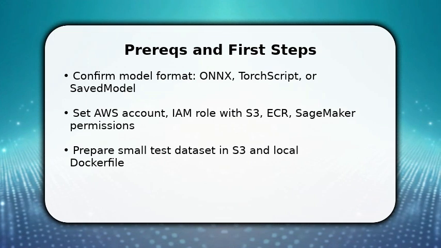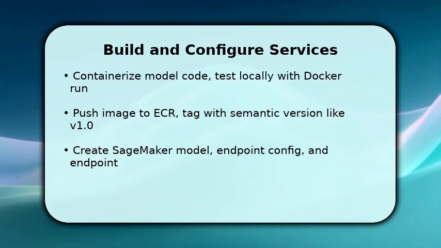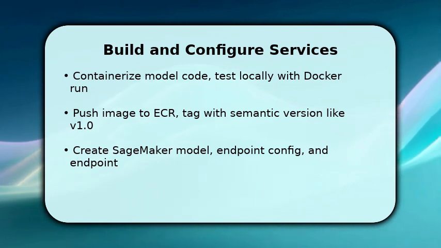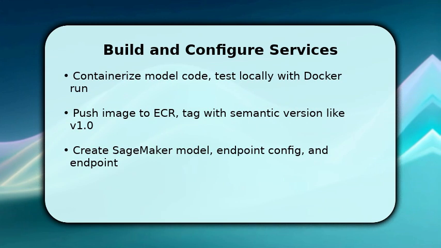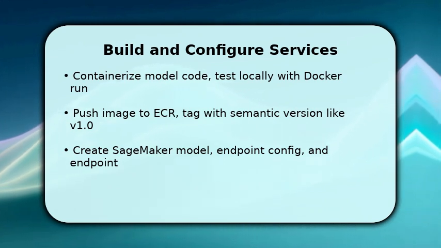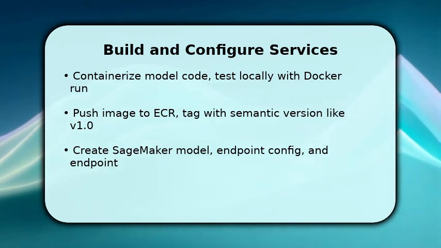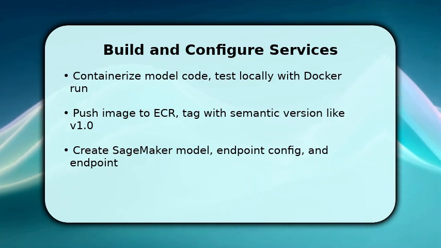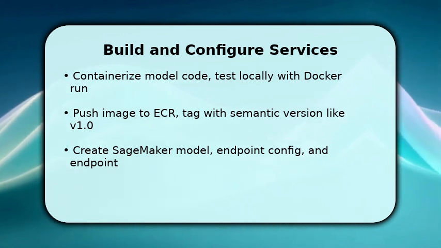Now you build and connect the middle pieces. Package your model and inference code into a container, then test locally with docker run to catch runtime errors early. Next, push the image to Amazon ECR and tag it clearly. Use semantic tags such as v1.0, so rollbacks are straightforward.